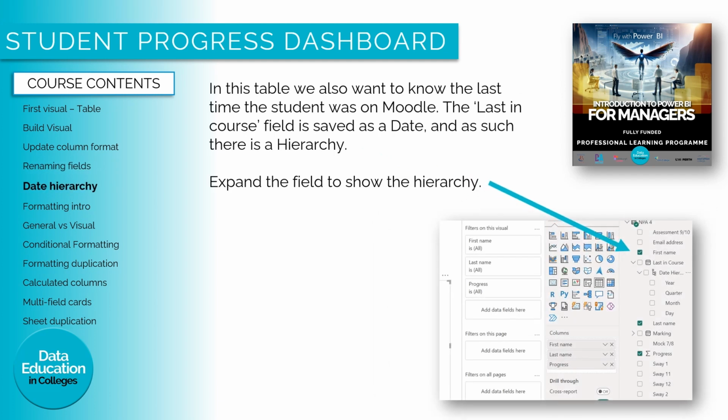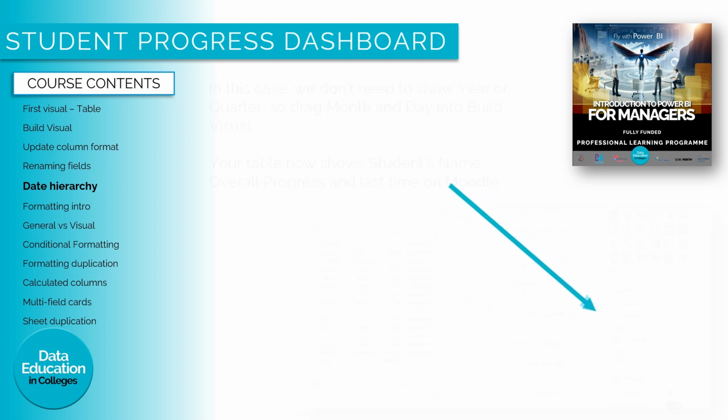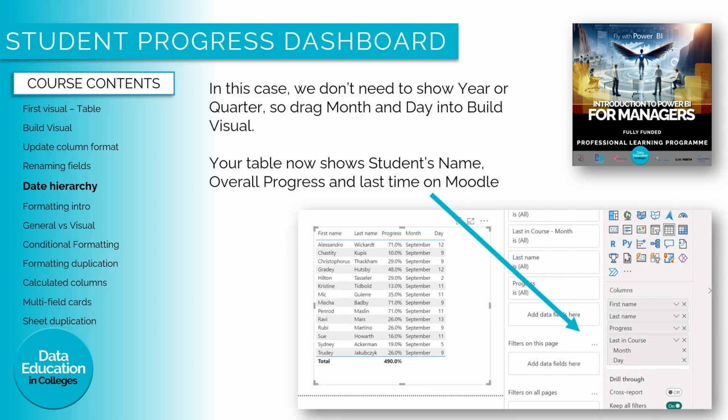We also want to know the last time these students were on Moodle. Course field's a date, so if you expand date, you'll see hierarchy. And in this case, we don't need year and quarter, so we'll just drag month and day in. Our table now shows name, progress, last time they were on Moodle.